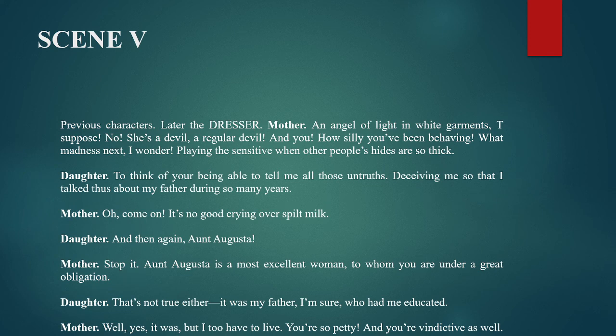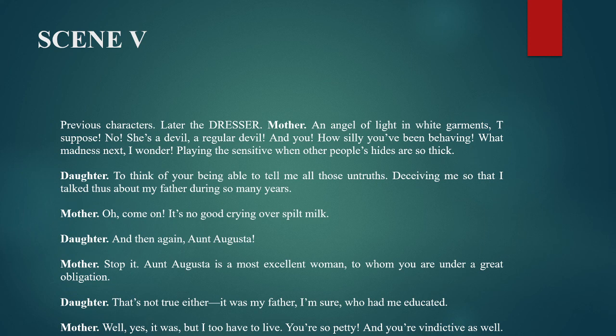And you, how silly you have been behaving. What madness next, I wonder, playing the sensitive when other people's hides are so thick. See, now the mother changes the whole matter to the very opposite of what it was. She says that Lise was a devil in disguise and the daughter should keep herself away from Lise.